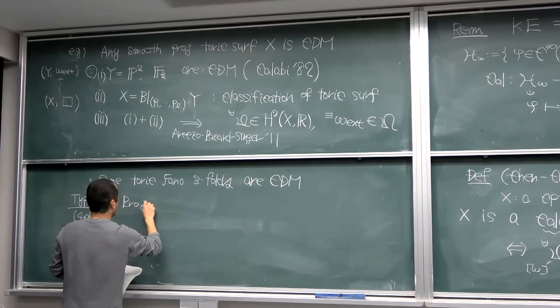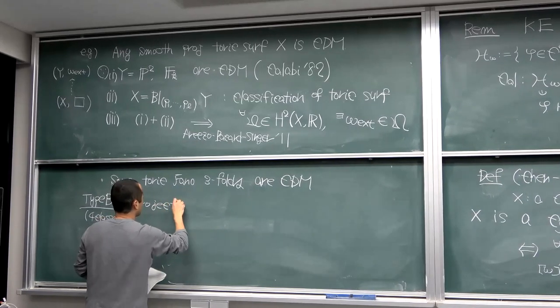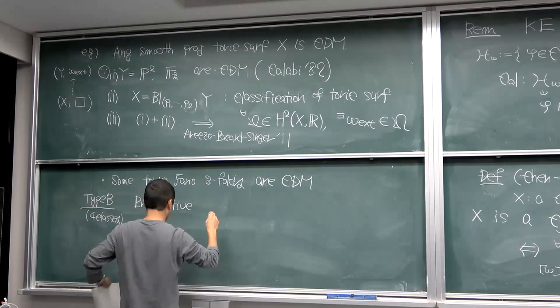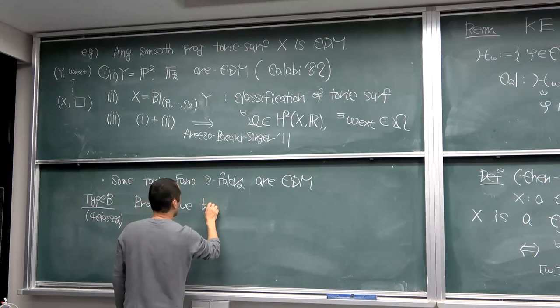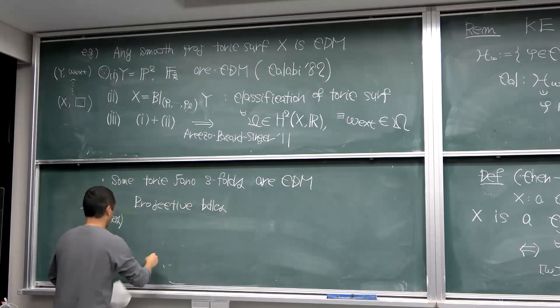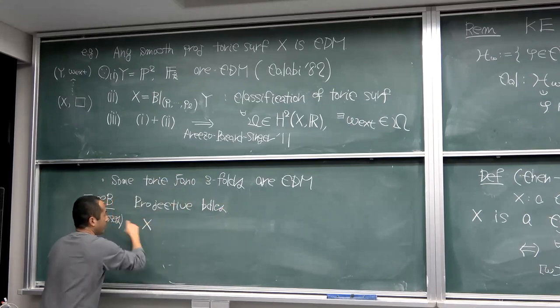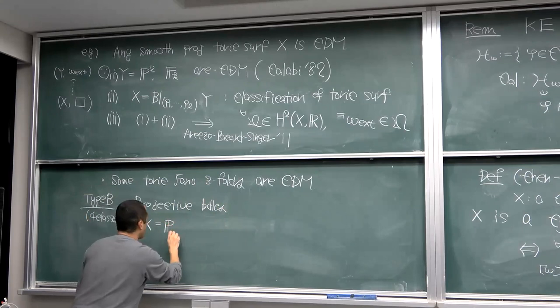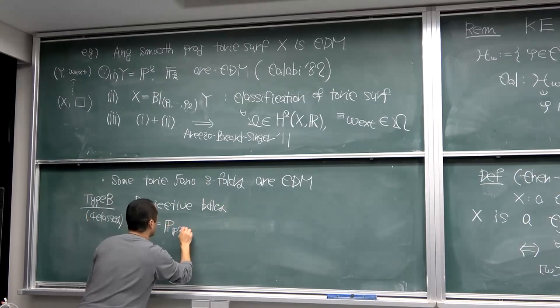But the important thing is that these type B, four classes are expressed as projective bundles. And for example, type B, 4.34 can be expressed as a P1 bundle over P2, P(O plus O(2)).